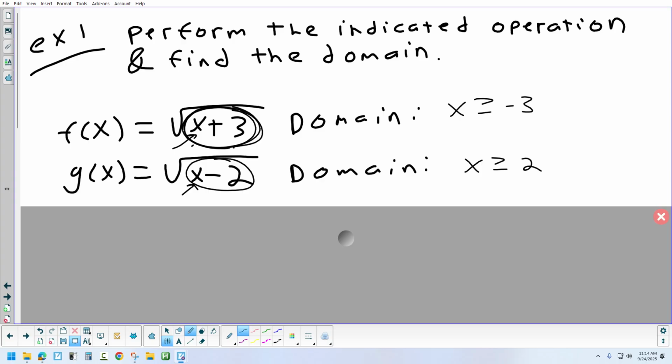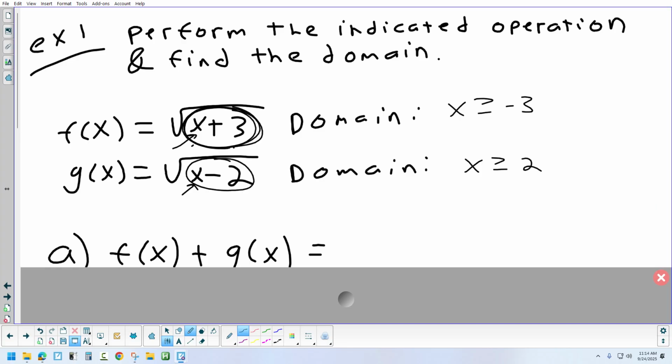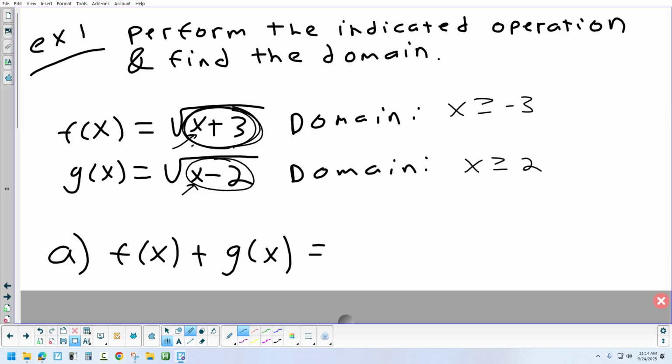Okay. So that's the domain of each one individually. Now, let's combine them together using addition. When you combine them, they're not like terms. Square roots that are like terms would look something like this: square root of x plus square root of x. Those are like terms. That's 2 square root x. But since what's under the square root is different in each one, they're not like terms.